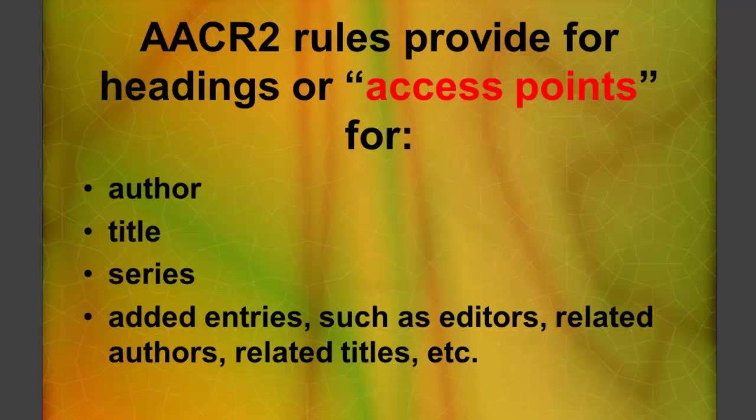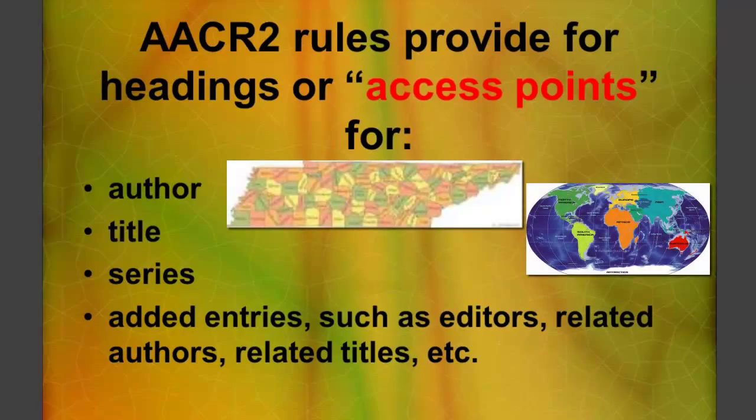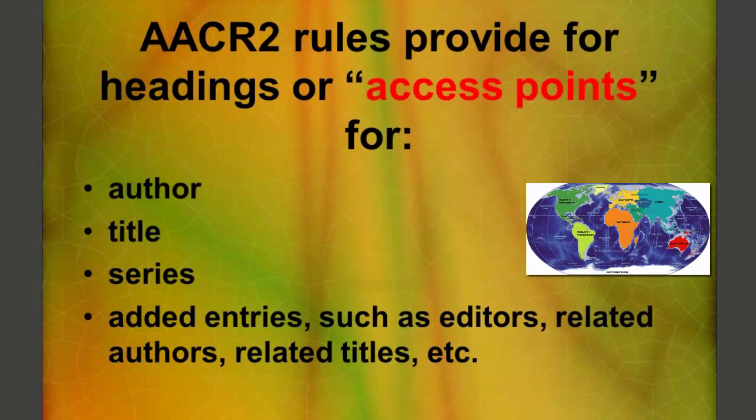AACR2 rules provide for the headings of access points, and they give us consistent rules so that we can find a book, whether we're in Johnson City, or if we're in Alaska, or if we're in England, by author, title, series, or any other added entries.